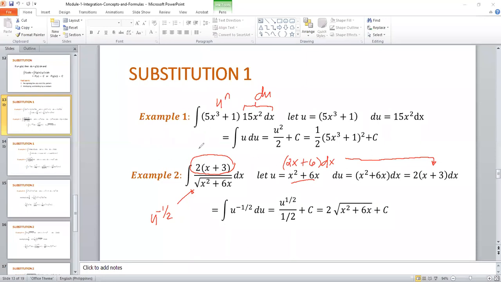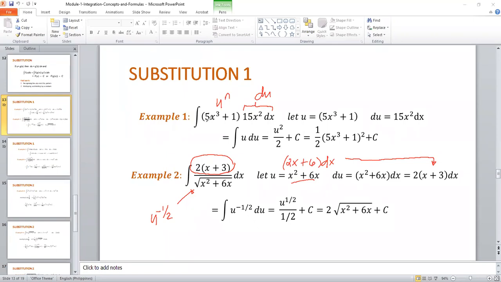Now, in these two scenarios, you use substitution. That way, you can apply power rule. So, you represented your u as a set of terms. Your u is not just one function, but in here, it's x squared plus 6x. In here, it's 5x cubed plus 1. So, these are the two examples for substitution for this particular slide. Do you have any question here?